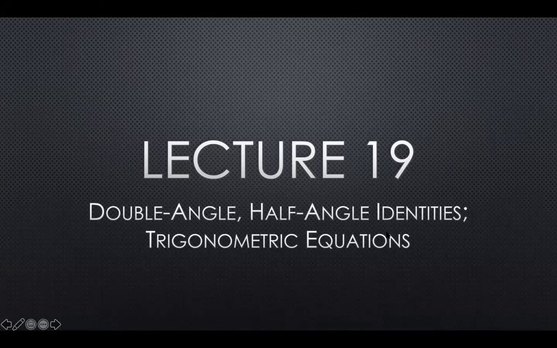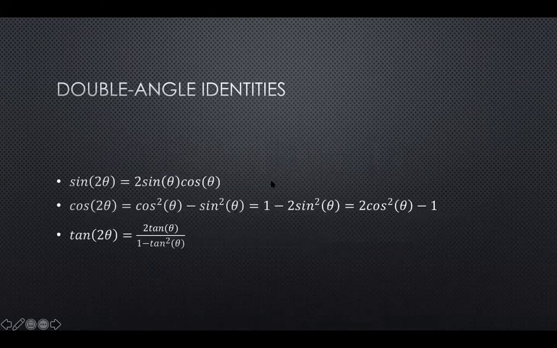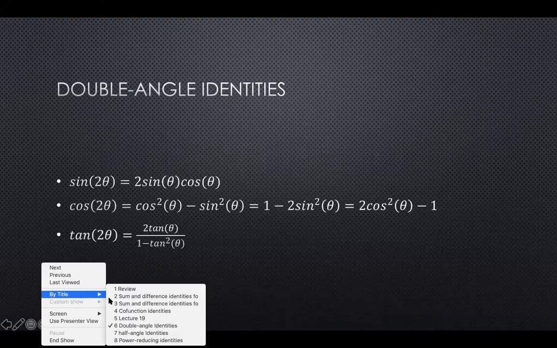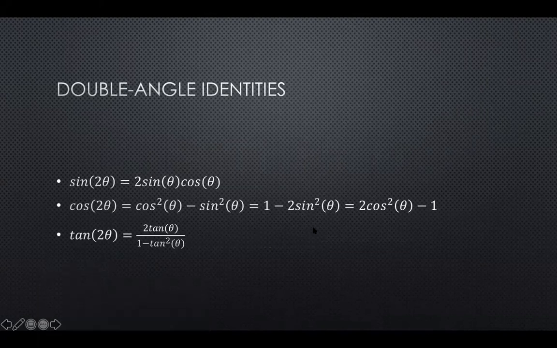Today we'll be doing lecture 19, which is double angle identities, half angle identities, and trigonometric equations. First, a little bit of a review of what we did last time.